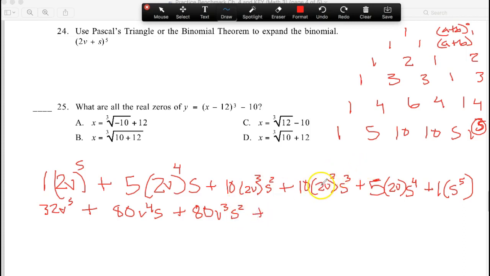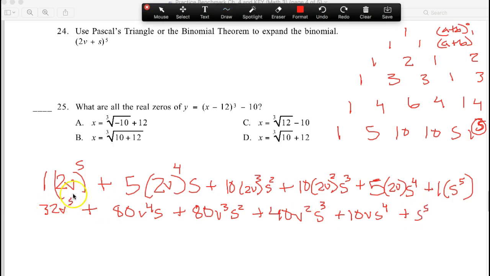Do this one. 2 squared is 4. 4 times 10 is 40. V squared, s cubed. Then do this one. This is to the 1st power, so that's just going to be 2 times 5, which is 10. V, s to the 4th. And then this is s to the 5th times 1, so plus s to the 5th. So check your coefficients.